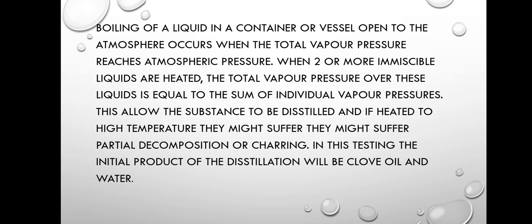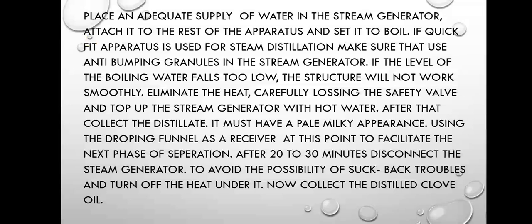This allows the substance to be distilled, and if heated to high temperature, they might suffer partial decomposition or charring. In this process, the initial product of the distillation will be clove oil and water. Now we will see how clove oil is extracted by steam distillation. Now I am going to tell you the following steps to distill clove oil.